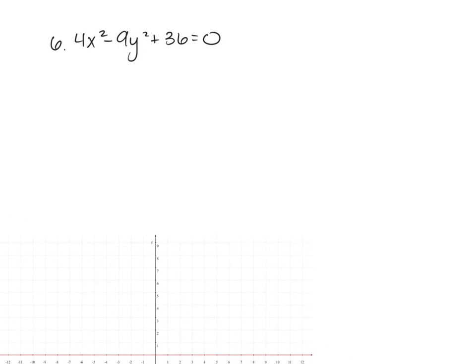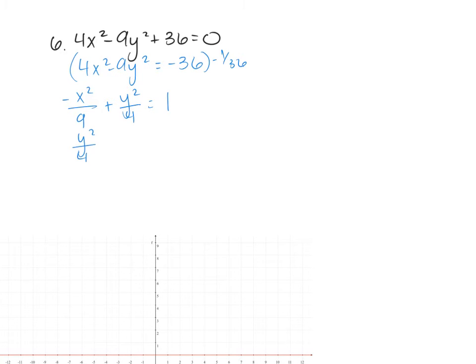So now let's look at 6. It says 4x squared minus 9y squared plus 36 is equal to 0. So we need to solve this to get it into standard form of a hyperbola. So we're first going to move the 36 to the other side. And then I'm going to divide everything by negative 36. So I get negative x squared over 9 plus y squared over 4 is equal to 1. So I'm going to rearrange this so the positive term comes first. It's a little easier to read off my a. So y squared over 4 minus x squared over 9 is equal to 1.